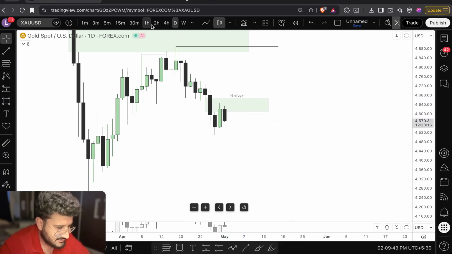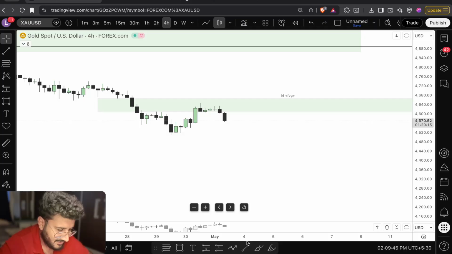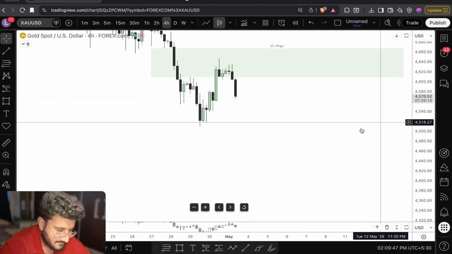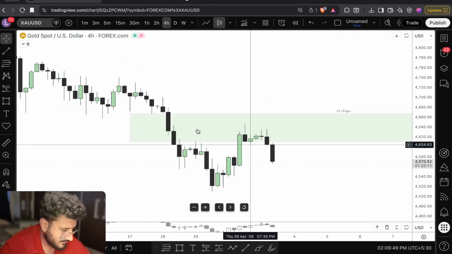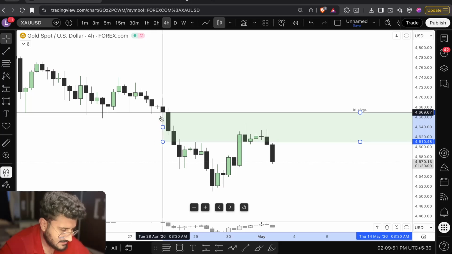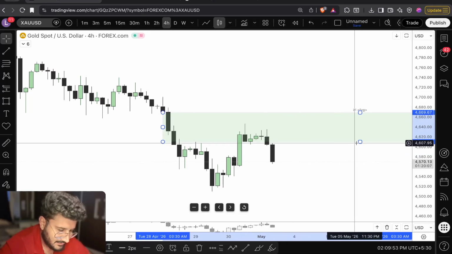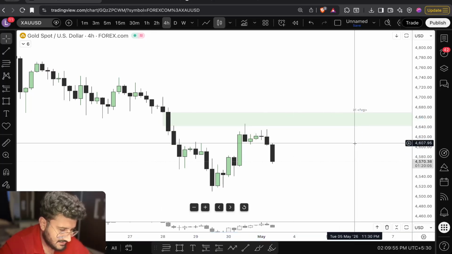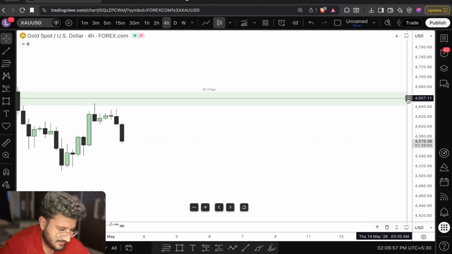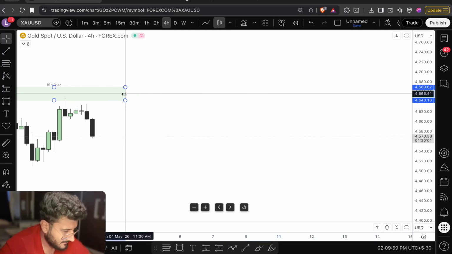From there, the market is going down. If I go to the lower time frame, on the 4 hour time frame, see here. Look here, this fair value the market is respecting. It has been respected. The market tapped it, and from there the market took rejection and is going down, right?